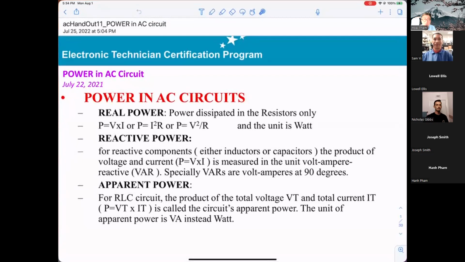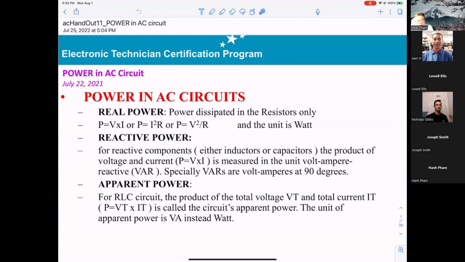Okay, so let me share my iPad. A very short lecture on the power in the AC circuit, then we can go to the radio frequency.